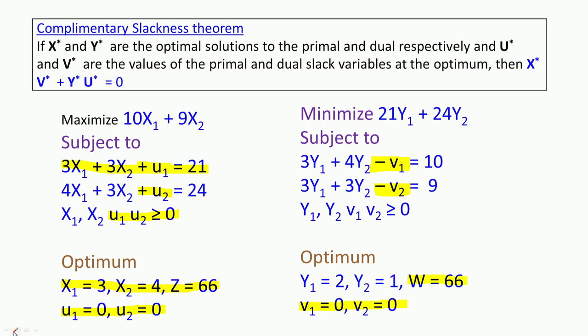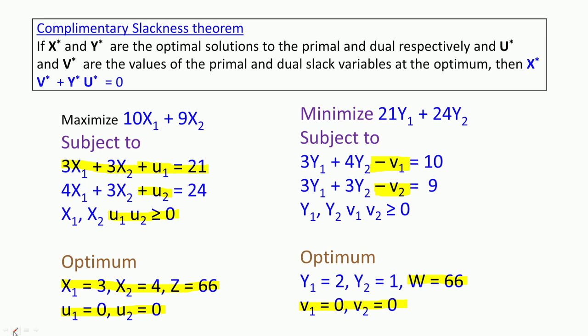We also know that u1 and u2 are the slack variables corresponding to the primal, and v1 and v2 are the slack variables corresponding to the dual. And there is a relationship between x and v, because x is the number of variables in the primal, which is equal to the number of constraints in the dual, and therefore the number of variables in the primal will be equal to the number of slack variables in the dual.